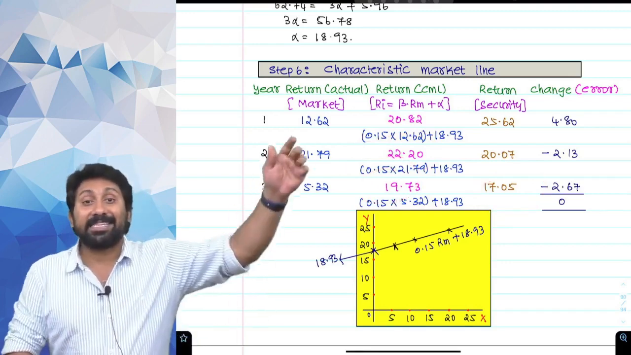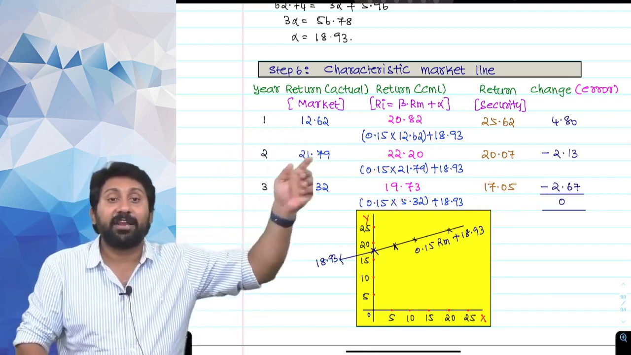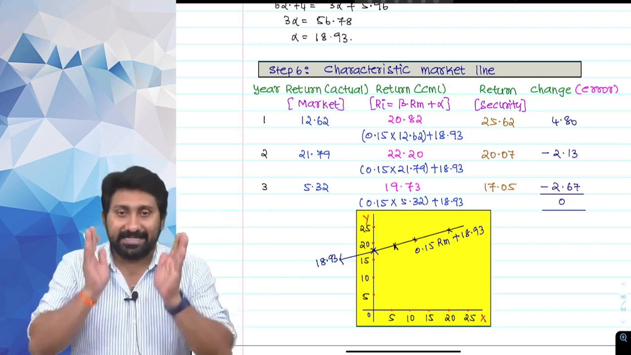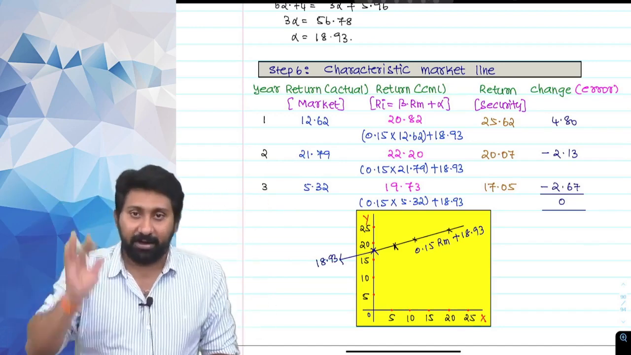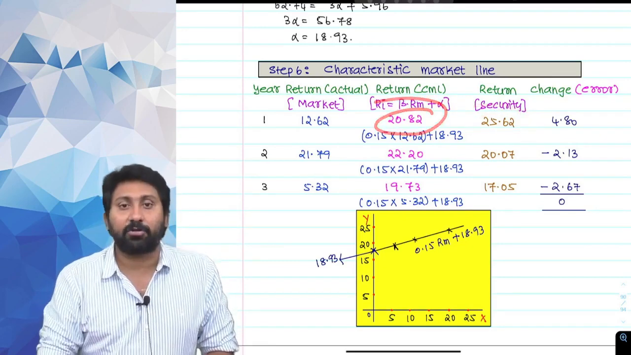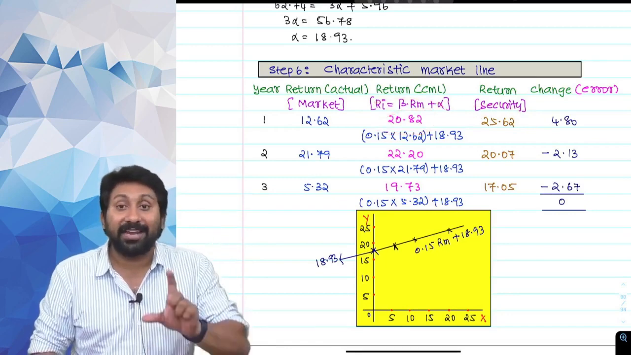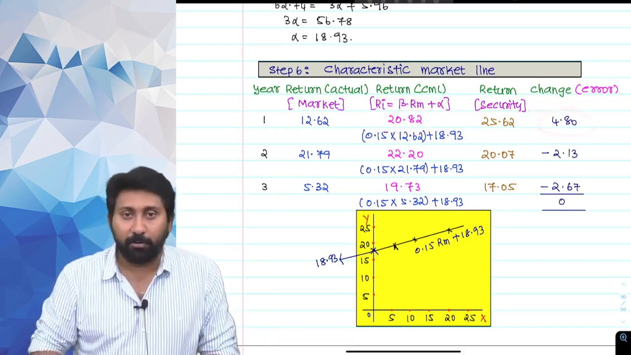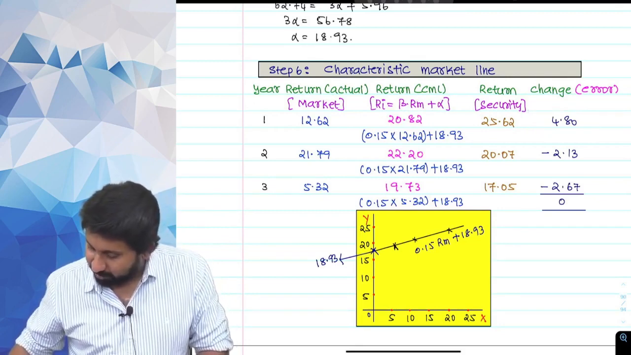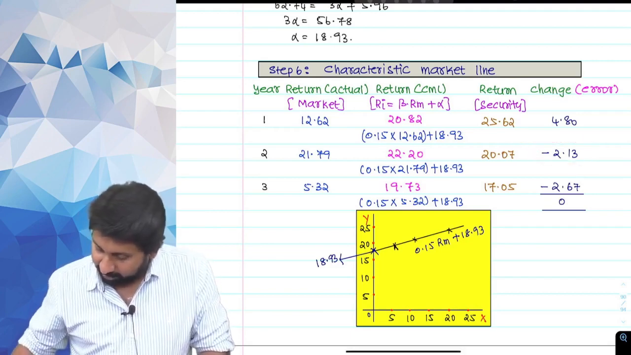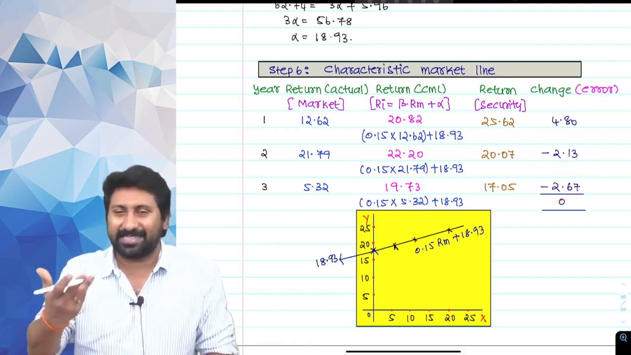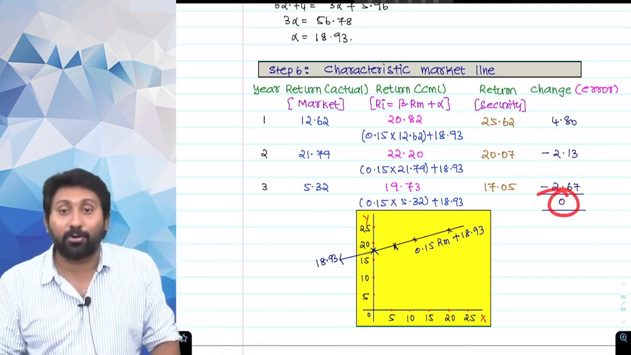Means when I use the straight line equation and calculate a return, is that return the same as or different from the actual return we got? It is different. There will be a change. Originally 25.62, from the straight line equation I got 20.82. There is a change, so an error has come. How much is the error? 4.80. Here how much is the error? 20.07 minus 22.2 is minus 2.13. 17.05 minus 19.73 is minus 2.67 or 2.68. So if you total, the total error will be 0.